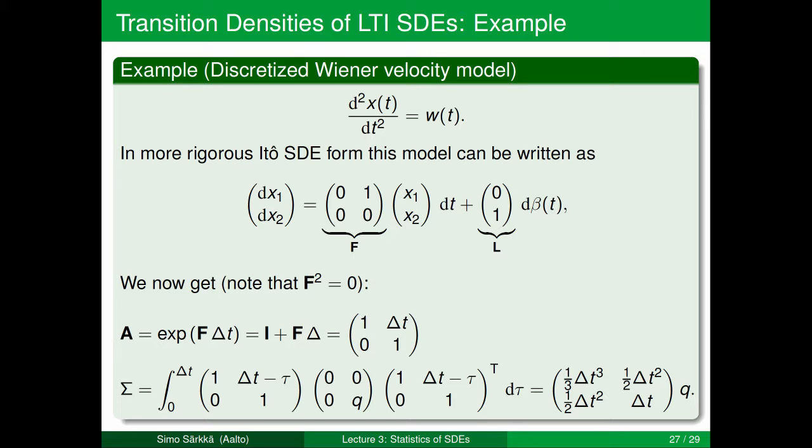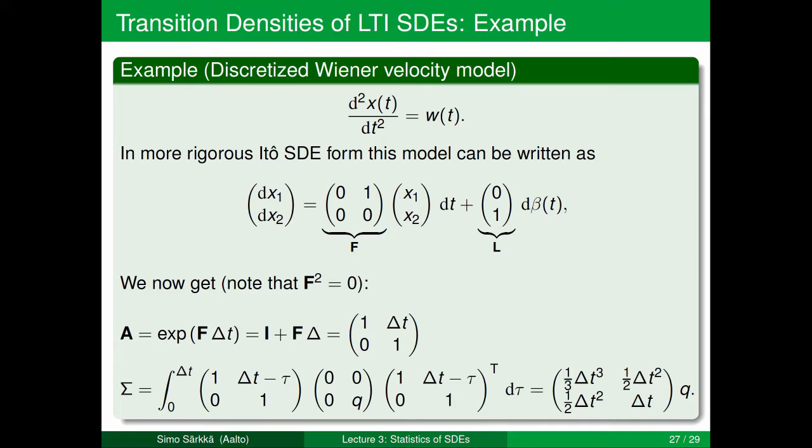So for example, the Wiener velocity model is a very simple and commonly used model for the dynamics of various dynamic systems. It says that the second time derivative of x is equal to white noise. And in more rigorous Ito SDE form, we can write it down as: the differential of the vector (x1, x2) is equal to the matrix (0, 1; 0, 0) times the vector (x1, x2) dt plus the vector (0, 1) times d beta. And now we can write down the matrix A and matrix Sigma for this model.